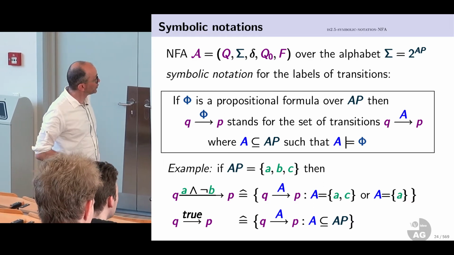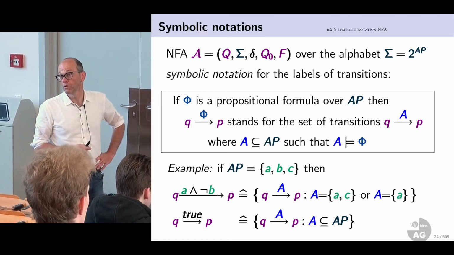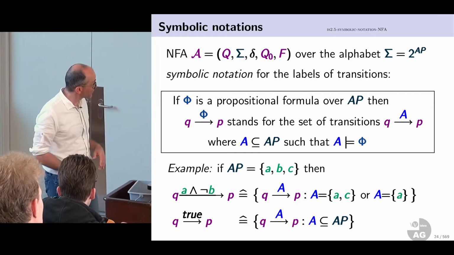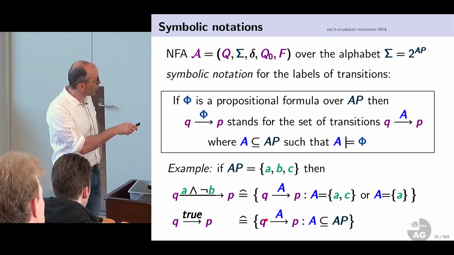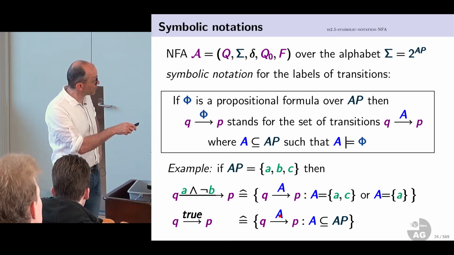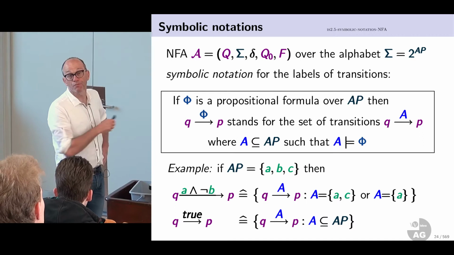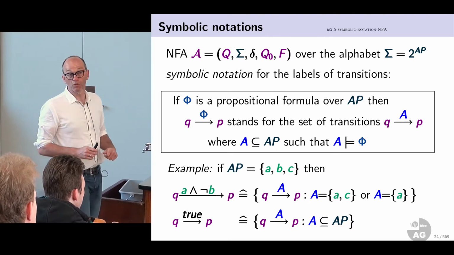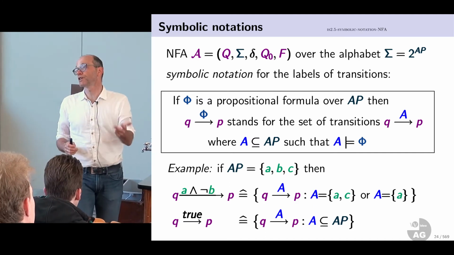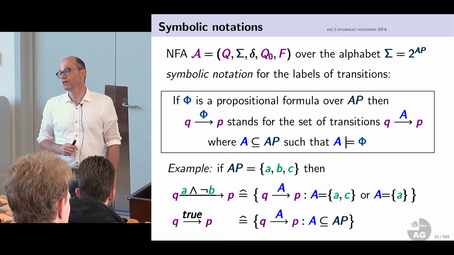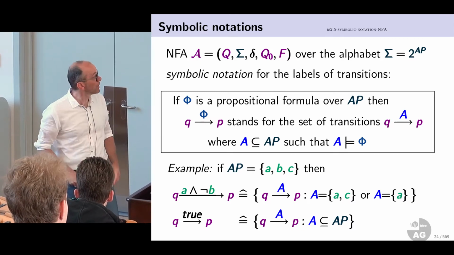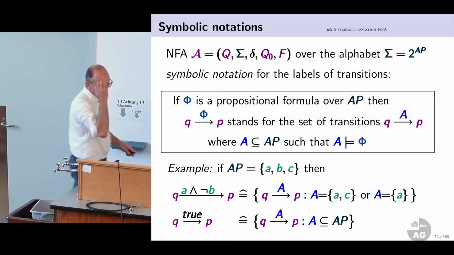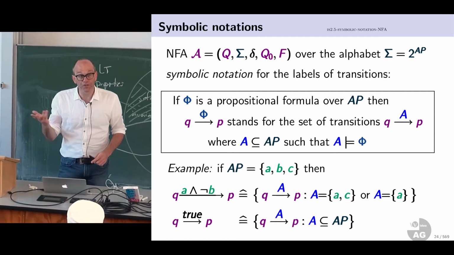What does it mean to go from Q to P with the formula true? True is a formula that is always true, and that means this is a symbolic representation for all transitions between Q and P labeled with some A, where A is a subset of AP. So in my case, this is, for instance, labeled with the empty set, the singleton set {A}, the singleton set {B}, the singleton set {C}, etc. So here this represents 2 to the power 3, which is 8 different transitions. Good. I hope this is clear.